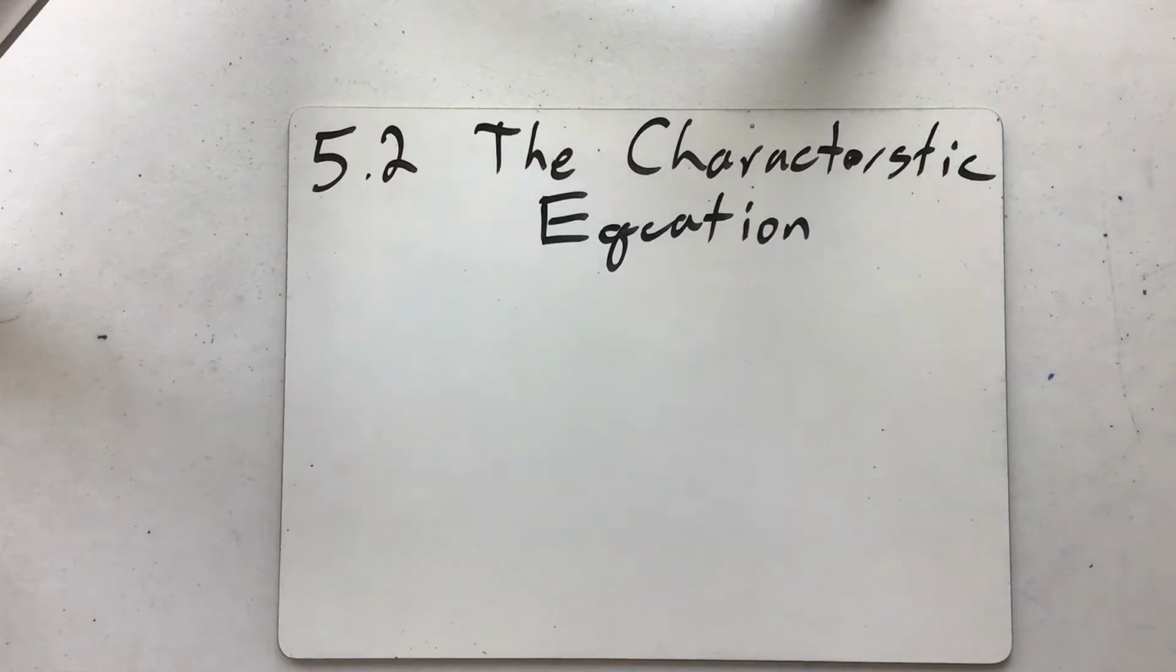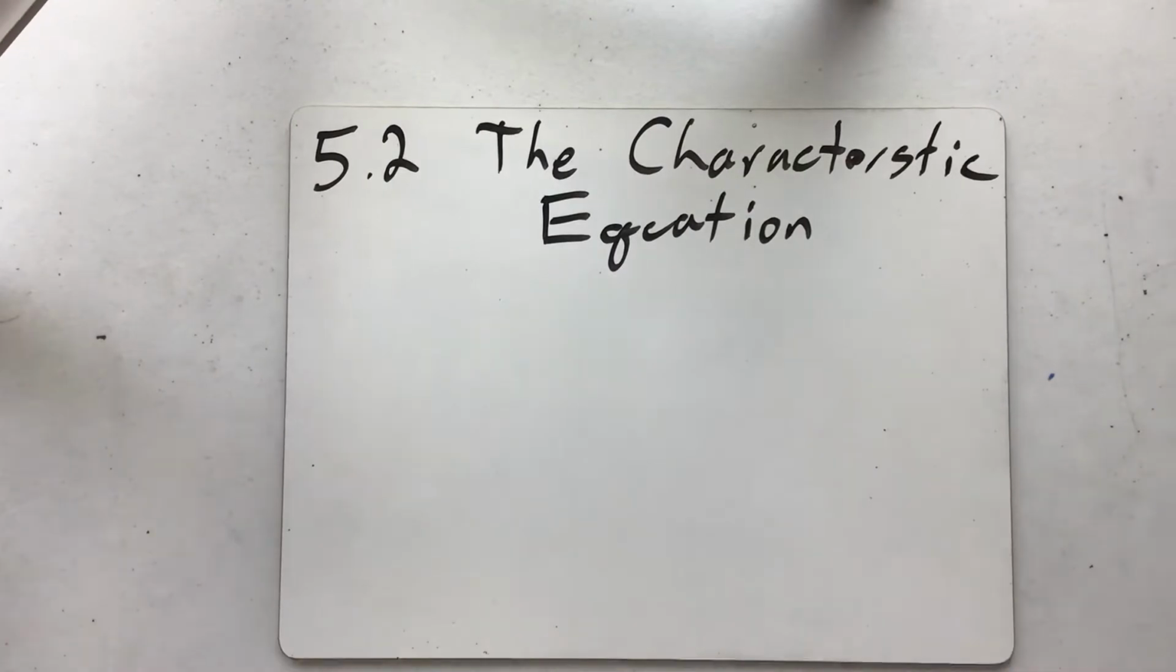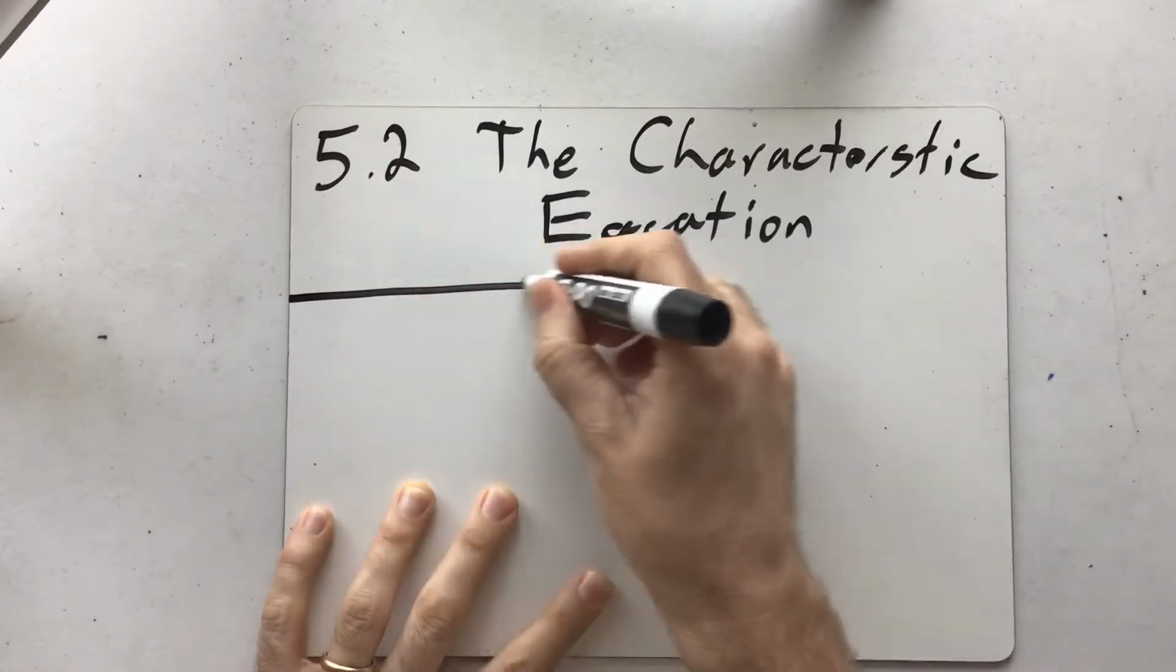Today we're going to learn about the characteristic equation, which is basically going to be our way of finding eigenvalues. Actually, the equation is going to give us the eigenvalues, and then once we know the eigenvalues, we can find the eigenvector. Here's the big thing that we have to notice.